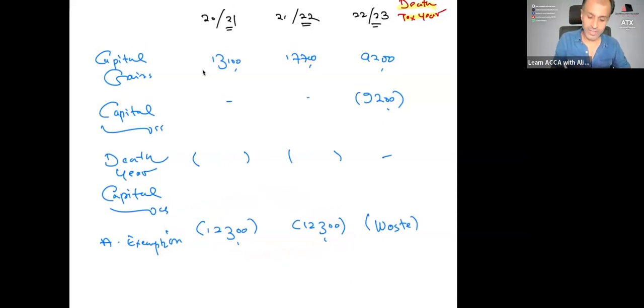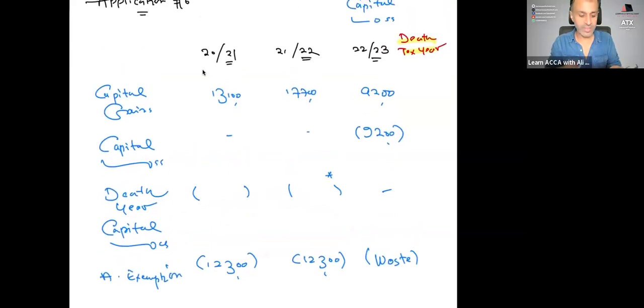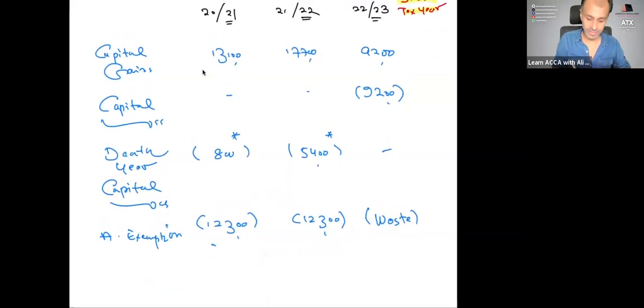Now we can just fix in the balancing figure in between. And what is that? That is about 5,400. And that is about 800 only. Check this out.